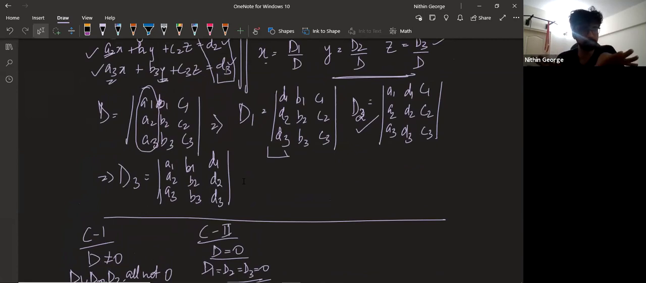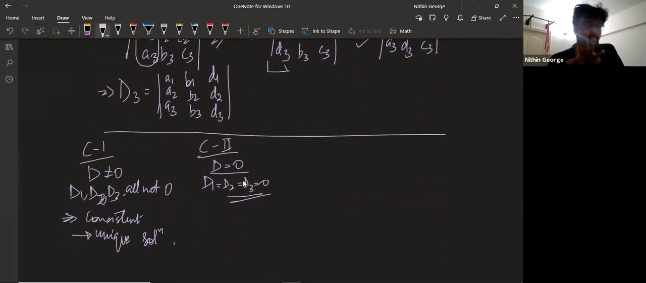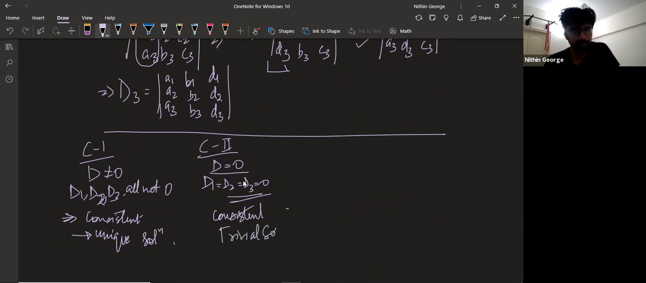Now, this is too much detail for you right now. It might be, but don't worry. It just means that they are the same thing. So this is consistent. It will have a solution, and it will have the trivial solution only. What is the trivial solution? That is the origin. X equal to Y equal to Z equal to 0. So 0, 0, 0 is the only solution here.